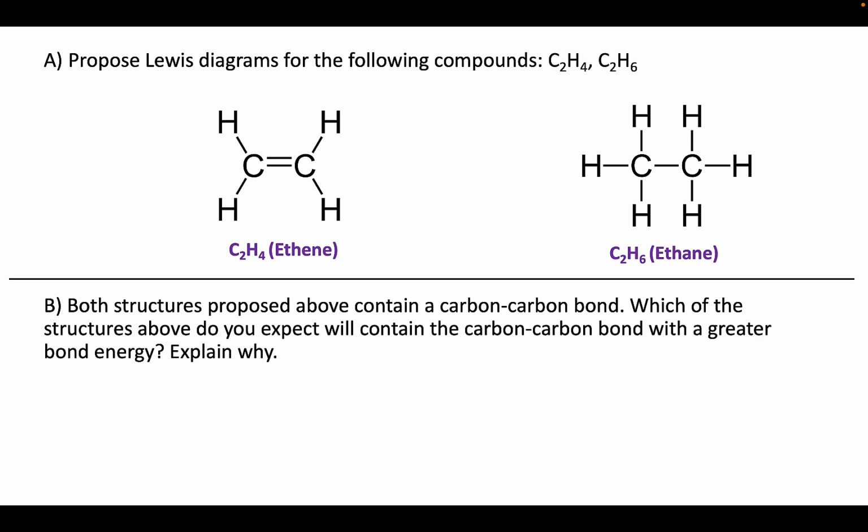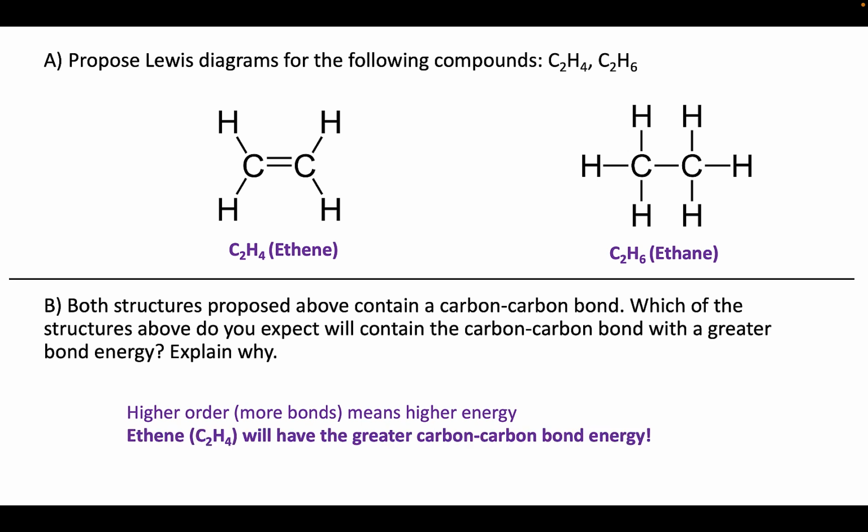Okay, the next one says, what about the carbon-carbon bonds on each of these 2 structures? We want to say which one has a greater bond energy, which is to say a stronger carbon-carbon bond. And the answer here is it's going to be based on the order of the bond. Higher order, meaning more bonds, meaning double bond is higher than single bond, is going to be a higher bond energy. And therefore, ethene is going to have the greater carbon-carbon bond energy. It shares more electron pairs, it makes a shorter bond, and therefore is going to have a stronger bond.